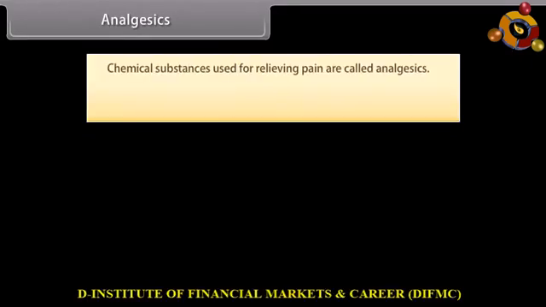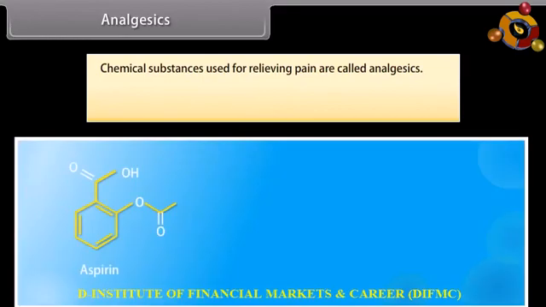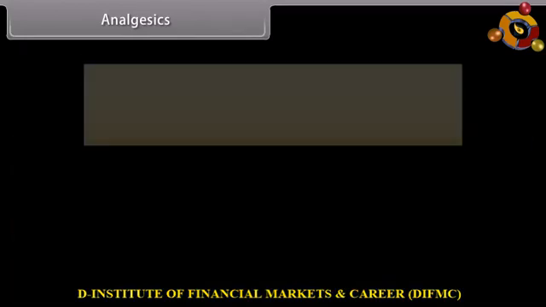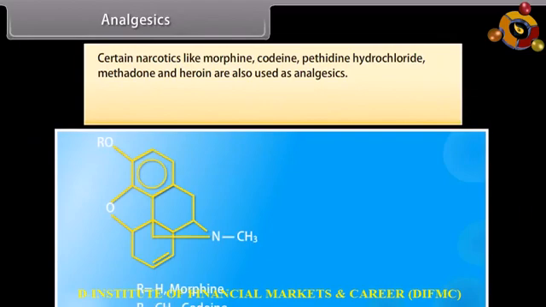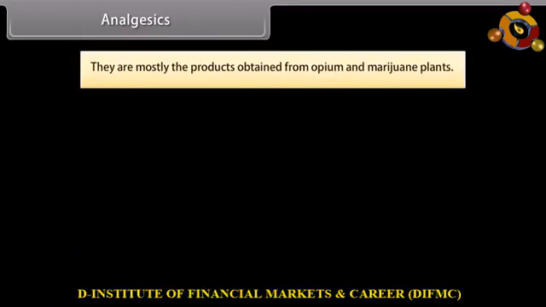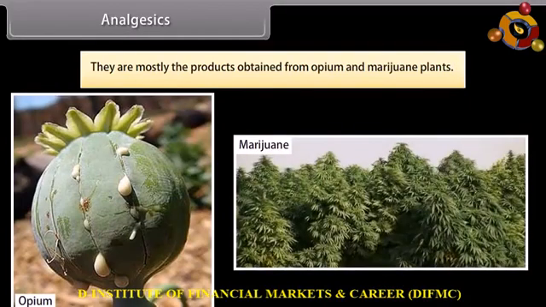Analgesics. Chemical substances used for relieving pain are called analgesics. For example, aspirin and analgin. They give immediate relief from pain and fever. Aspirin is also used for prevention of heart attacks as it has anti-blood clotting action. Certain narcotics like morphine, codeine, pethidine hydrochloride, methadone, and heroin are also used as analgesics. These do relieve the pain of patient, but they attack the central nervous system and produce sleep and unconsciousness. They are mostly the products obtained from opium and marijuana plants.